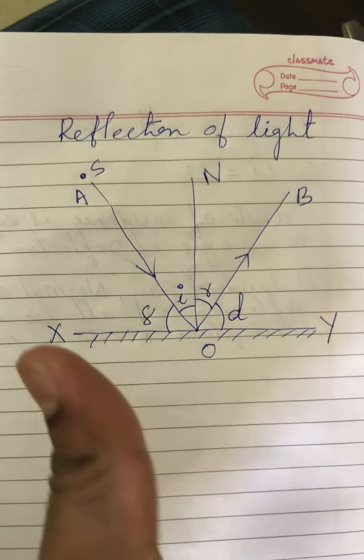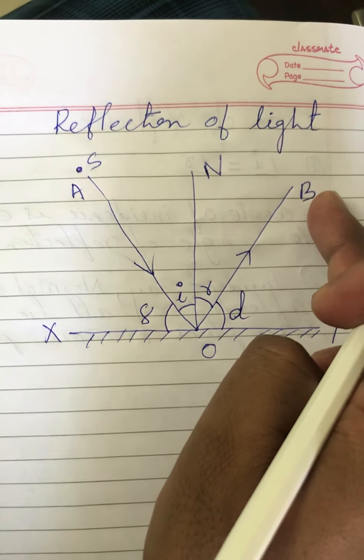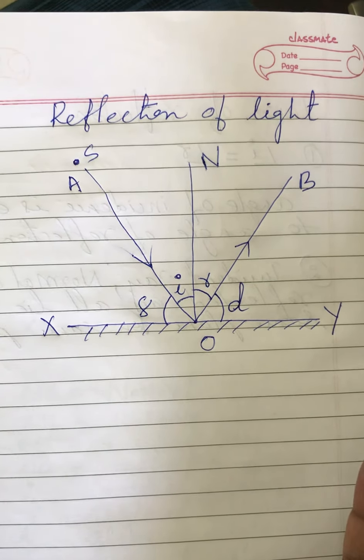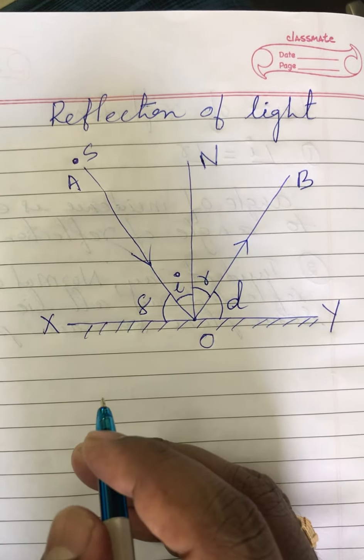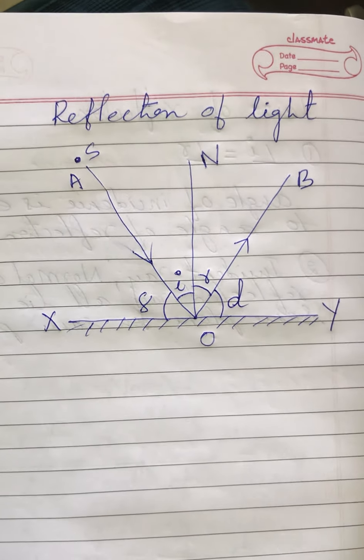Clear? So what is reflection? It is the process of bouncing back of the light to the same medium. Whenever the light falls on the mirror or any reflecting surface, it will come back to the same medium, and some part of the light will be absorbed by the surface.